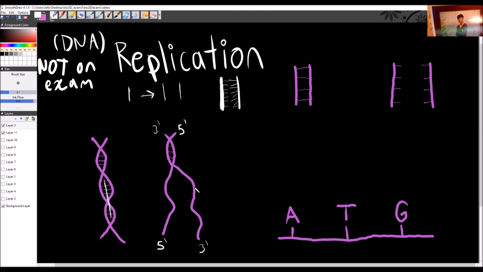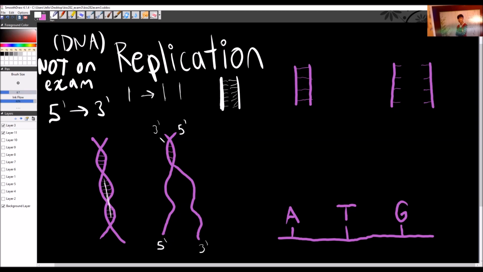So now that the single strands are exposed, we can begin to synthesize our nucleic acid. So remember, we can only create a nucleic acid in the 5' to 3' direction. And it has to be anti-parallel to whatever strand it is complementary to.